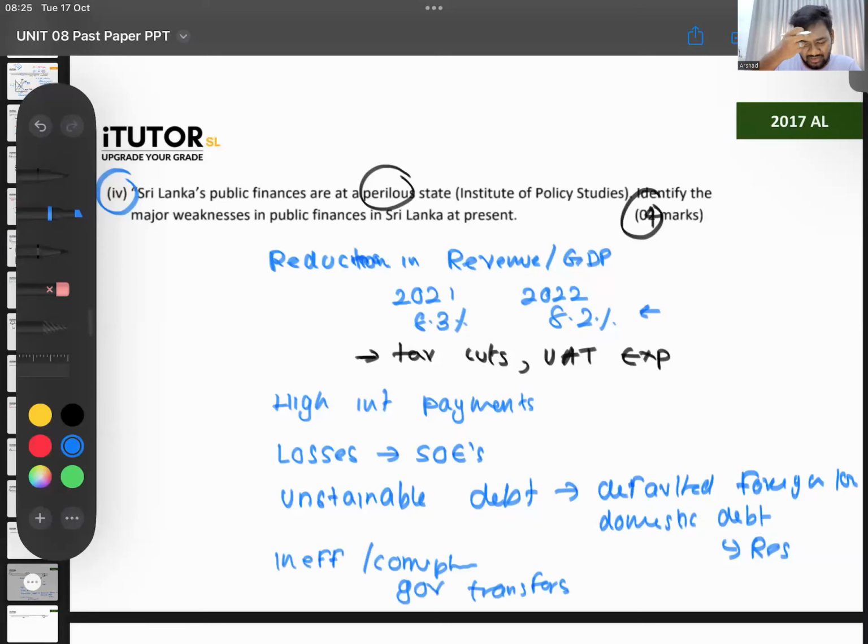Negative balance in BOP is not a very relevant thing here. Now, when they say public finance, public means government's finance. No? So you need to talk about government revenue, government expenditure, government debt. Those are the main ones. Don't talk a lot about BOP and stuff. Not very relevant. Okay. Can you all do that?